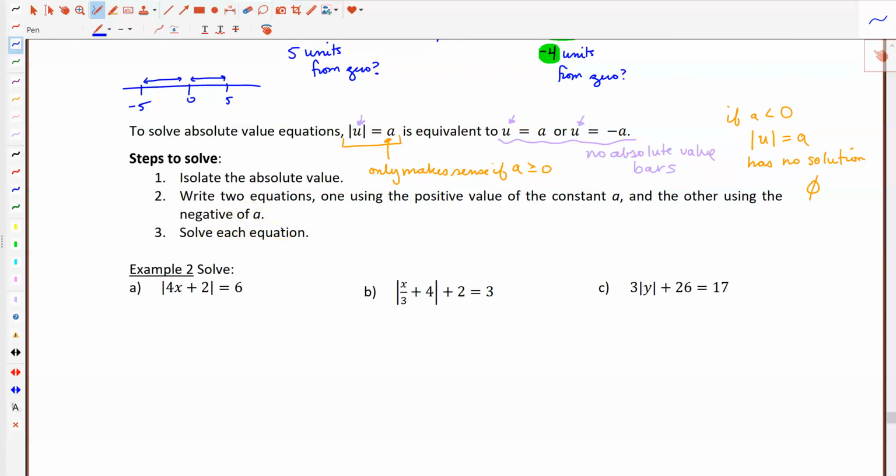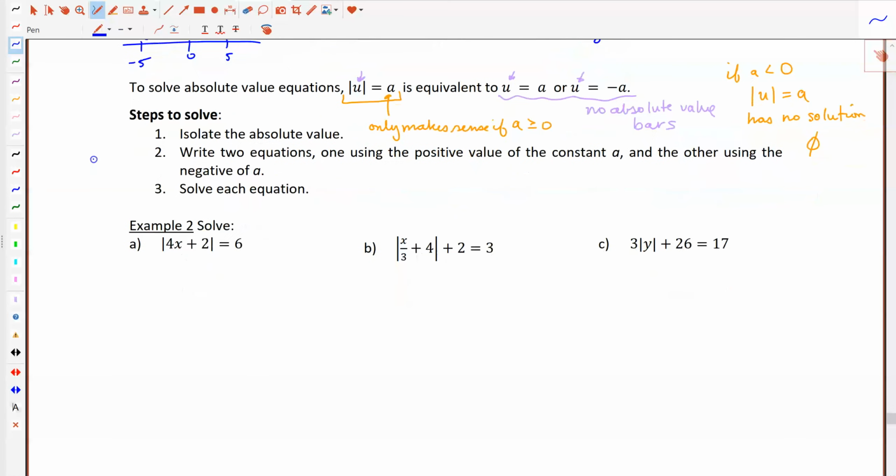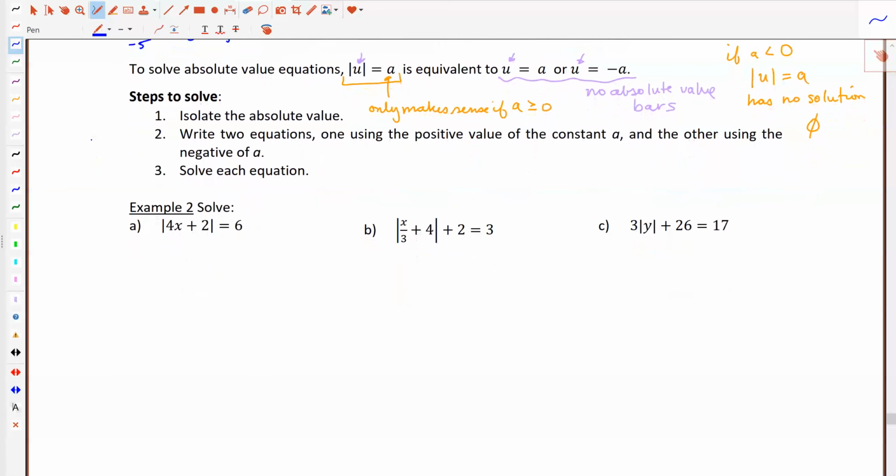All right, so that was a lot, so let's work through a couple of examples so we can look at what that means. For our first example, I have the absolute value of 4x plus 2 is equal to 6. The first thing is to notice that my absolute value is already isolated. So my step 1 is done. It's all by itself on one side of the equation. On the other side, I want you to notice that this is a positive number, so it's not negative. So it does make sense to solve this question.